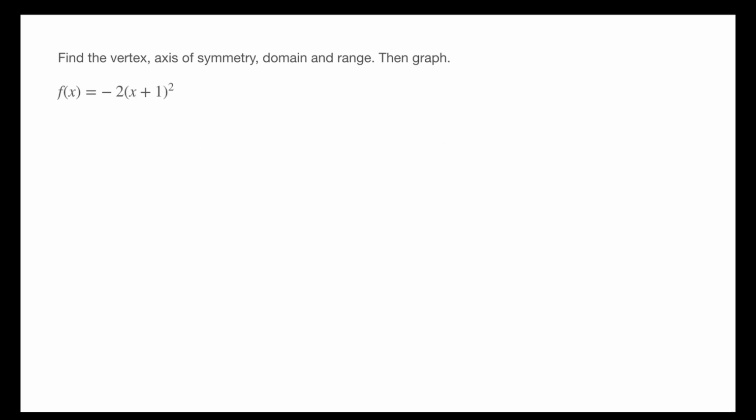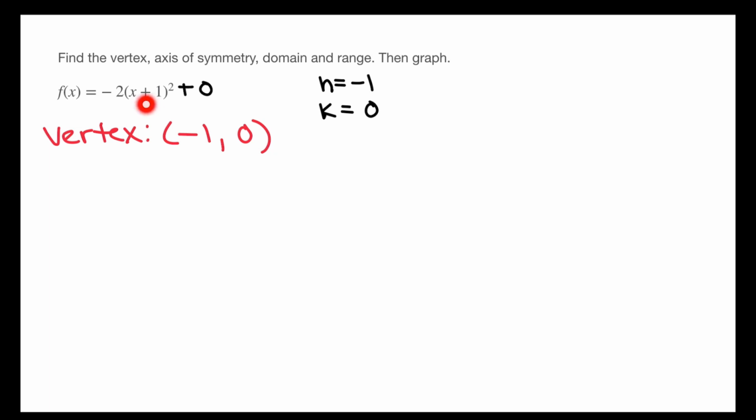Here's another example. Same problem, different function. We've got f of x equals negative 2 times (x plus 1) squared. We're going to find the vertex, axis of symmetry, domain, range, and graph. So this time, I'll find all these quantities first, and then I'll make my graph. So based on the equation, I know that the vertex has to be negative 1. That plus 1 actually shifts the graph to the left 1. That corresponds with a vertex x value of negative 1. And then notice there's no plus a number.